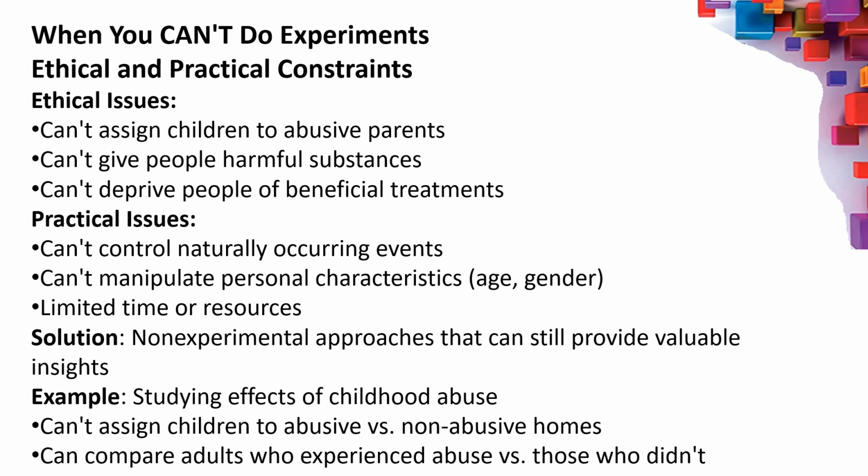Many important questions can't be studied experimentally due to ethical or practical reasons. You cannot deliberately harm people or control major life events, but you can still study these topics using non-experimental approaches. The key is finding naturally occurring groups that differ in the variable you're interested in, then comparing their outcomes.